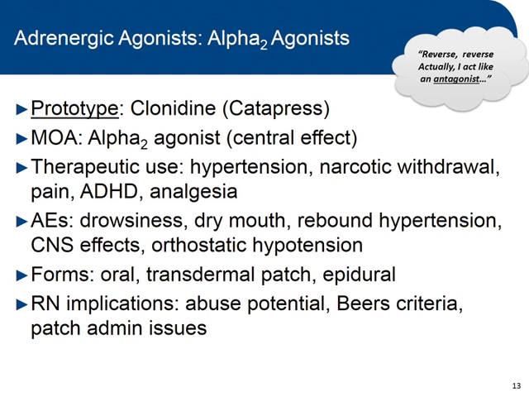So while these drugs are agonists, their effects are actually what you would expect of an antagonist. So in terms of therapeutic use, hypertension, because they'll decrease blood pressure, since it's the opposite effect of adrenergic stimulation. They can also be used for some centrally mediated processes such as narcotic withdrawal, pain, ADHD, and analgesia. Some adverse effects you may see: drowsiness, dry mouth, rebound hypertension, some CNS effects. You can also see orthostatic hypotension.